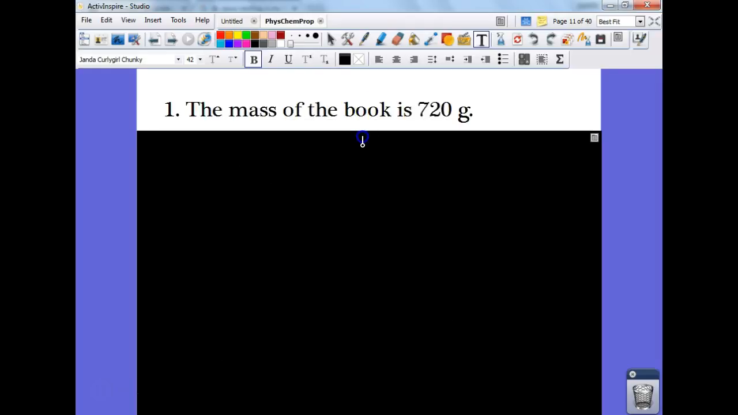Look at this first one. This one's not tricky, I don't think. Number 1 says the mass of the book is 720 grams. Put P if you think that's a physical property, C if you think it's chemical. Keep it covered. Don't let anybody see.